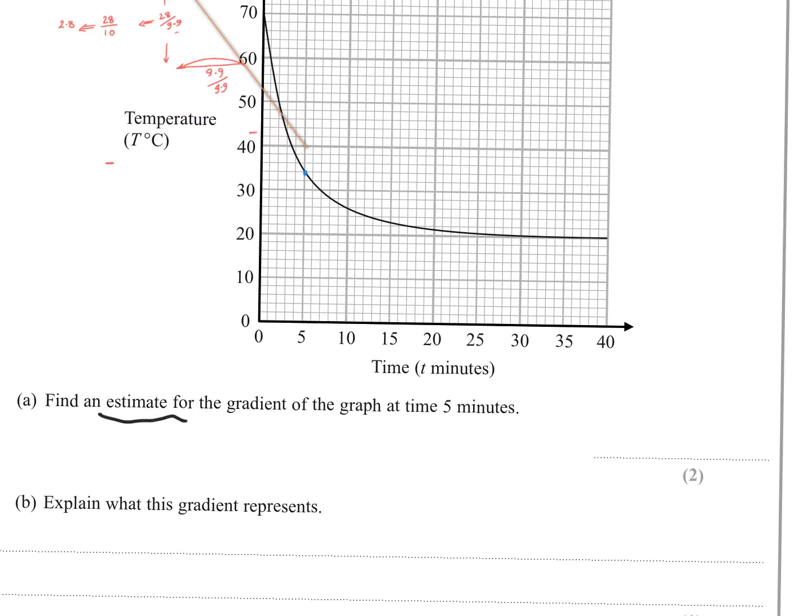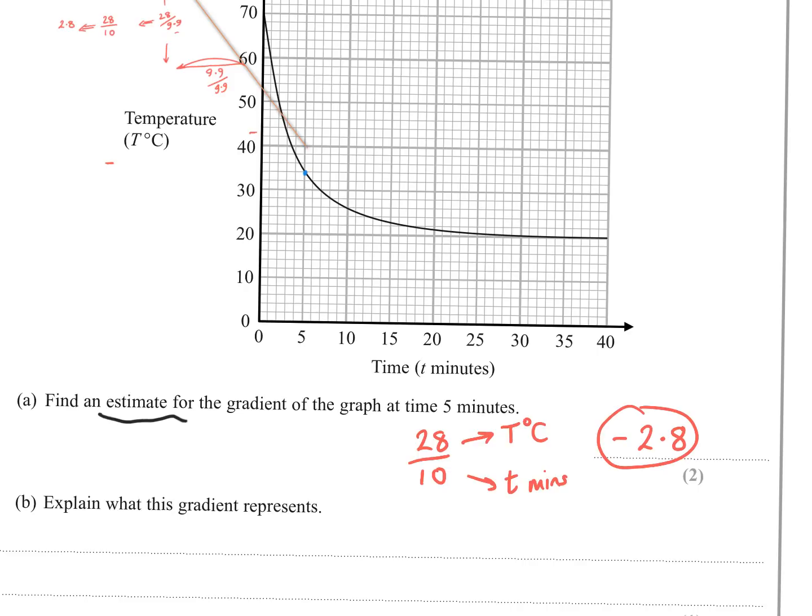And let's write that in. That was minus 2.8. But what did we actually do to get that number? Well, didn't we do 28 divided by 10? And the 28 was the temperature in degrees centigrade, and the 10 was a time in minutes. So what we've found is that the gradient was looking at the temperature per time.